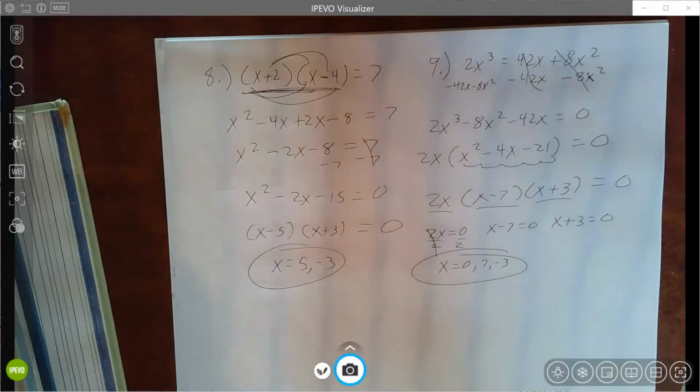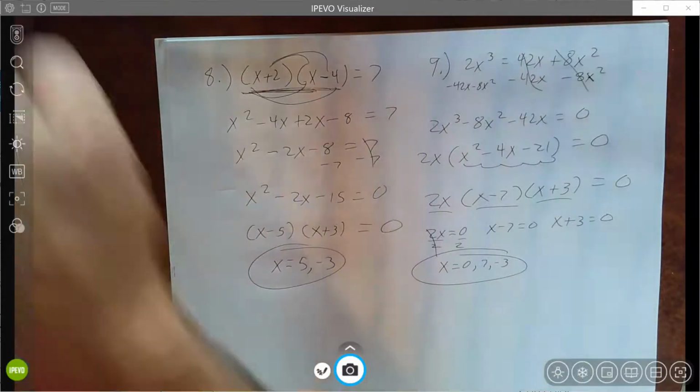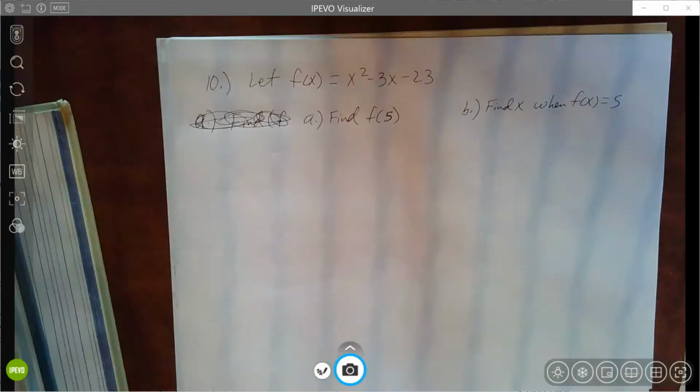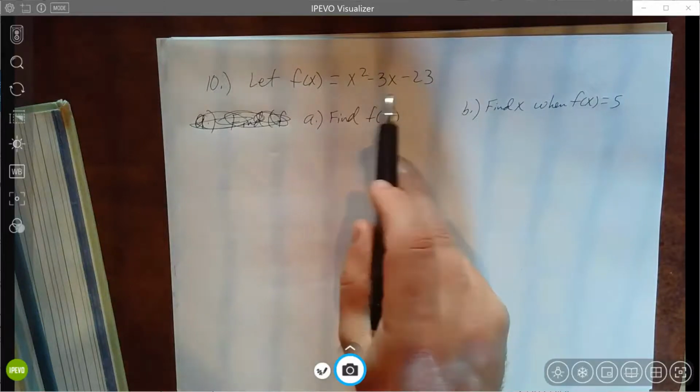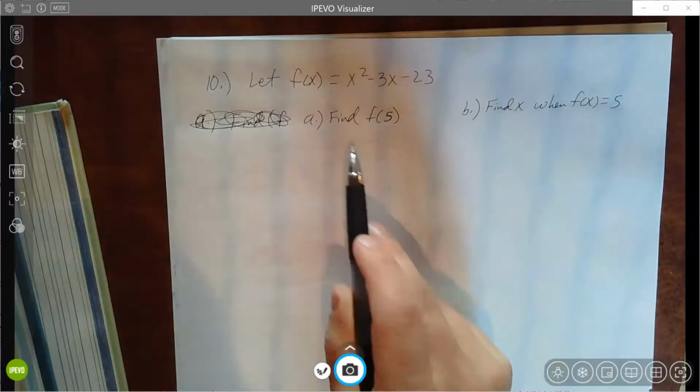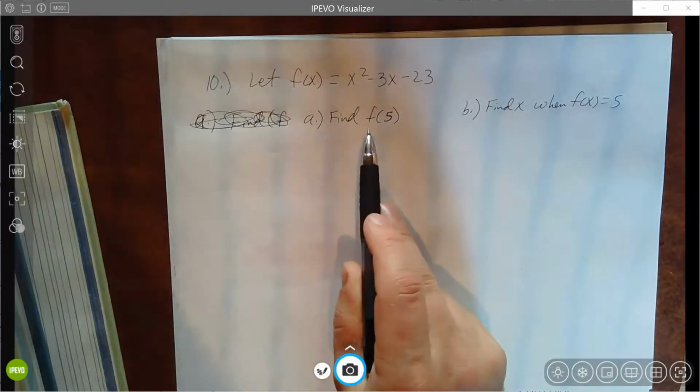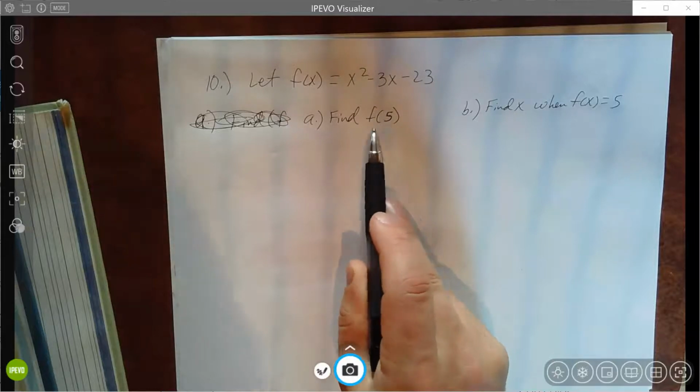Here is another kind of equation. Alright, here is another kind of different looking problem. Just stare at it for a minute. Just take it in. So we're letting f of x equal this expression. We have this function. Part A to this problem says find f of 5. This does not mean f times 5.